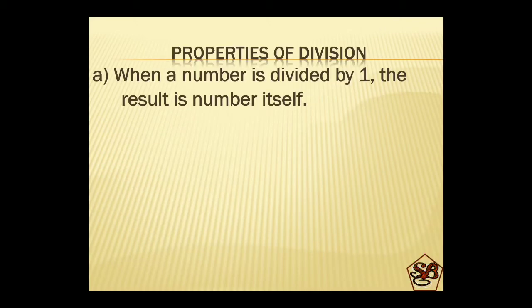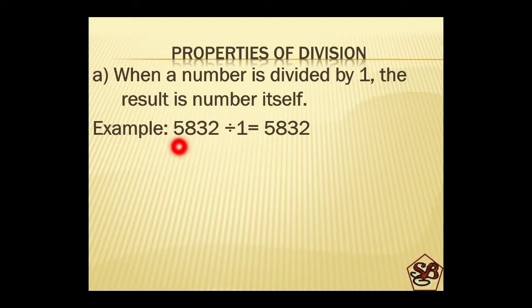Before starting with division of numbers, let's discuss the properties of division. These make our calculations easier. When a number is divided by 1, the result is the number itself. For example, 5832 divided by 1 is equal to 5832.